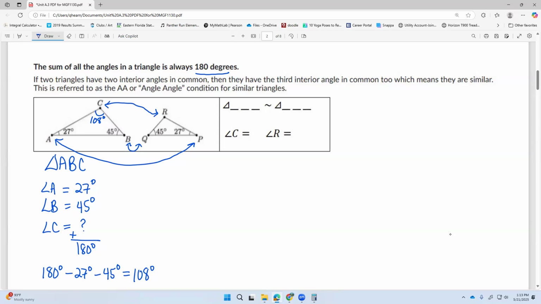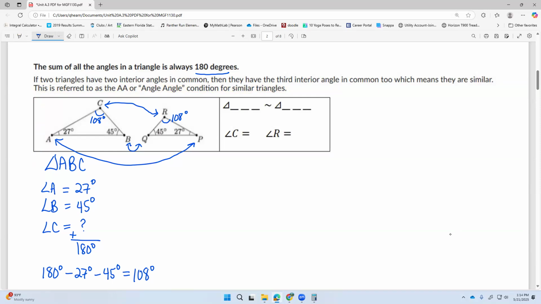This is referred to as the angle-angle condition for similar triangles. That is to say that if we know two angles are the same, then we know all three angles are the same and the two triangles must actually be similar triangles. So we actually can know two triangles are similar by knowing two angles are the same. We don't even need to know the third angle. But we do know the third angle in this case because we already subtracted. I'm going to mark it as 108.